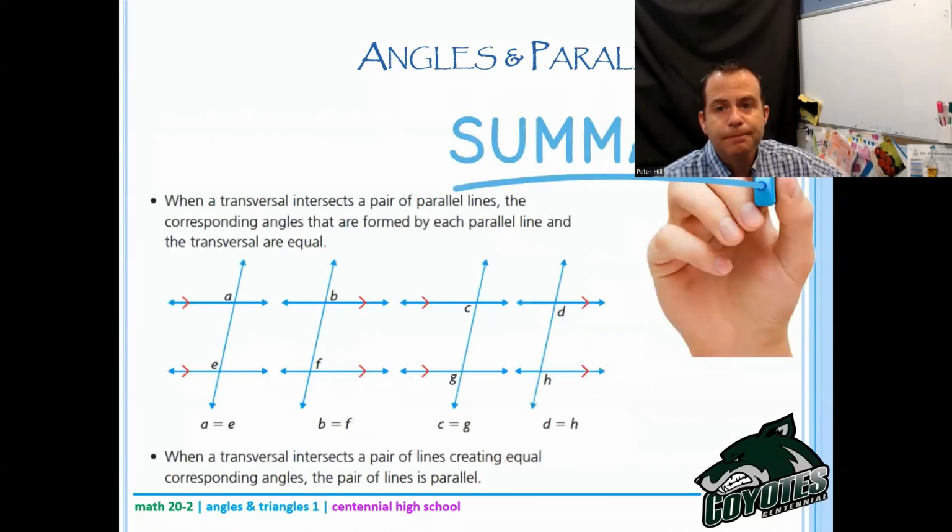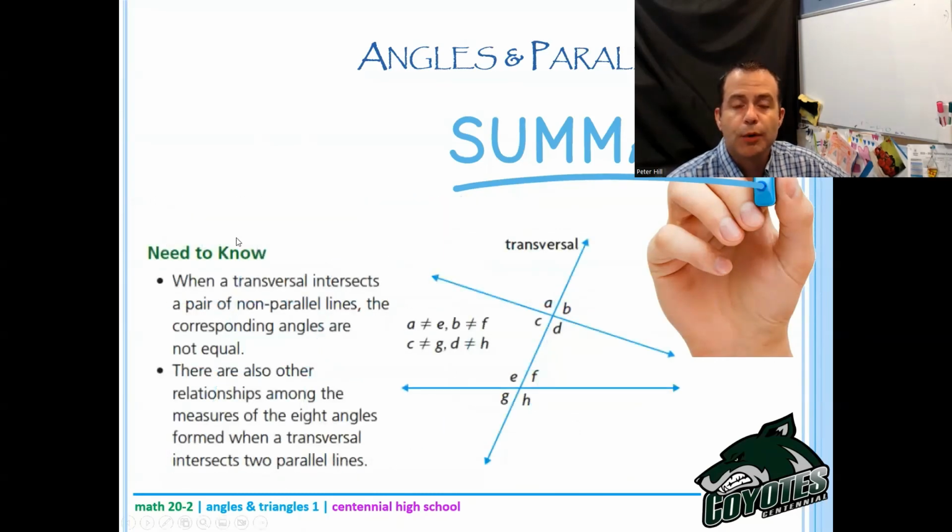In summary then, when a transversal intersects a pair of parallel lines, the corresponding angles that are formed by each parallel line and the transversal are equal. So we see A and E, B and F. These are just all the pairs of corresponding angles that we can have. C and G and D and H. When a transversal intersects a pair of lines, creating equal corresponding angles, the pair of lines has to be parallel. So we can go in both directions, okay? Okay, so when a transversal intersects a pair of non-parallel lines, the corresponding angles are not equal, okay?